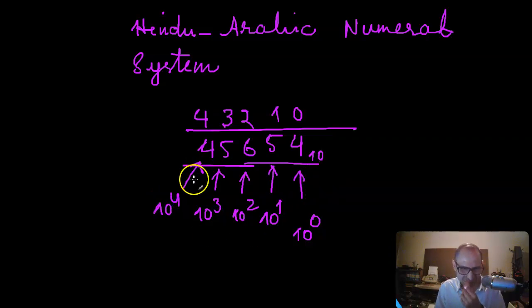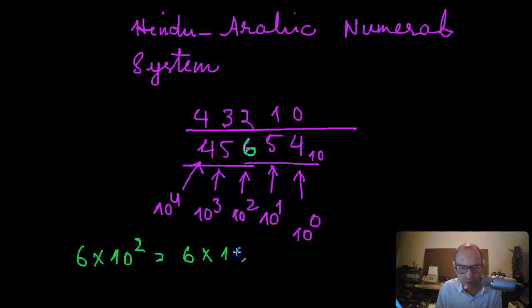Which means that, for example, this 6 over here actually means 6 times 10 raised to the power 2, which is the same thing as 6 times 100, which means 600, right? And so the same goes for all the other digits, meaning the 5 means 5 times 10 raised to the power 1, which is 5 times 10, which is 50. So this is a positional system.